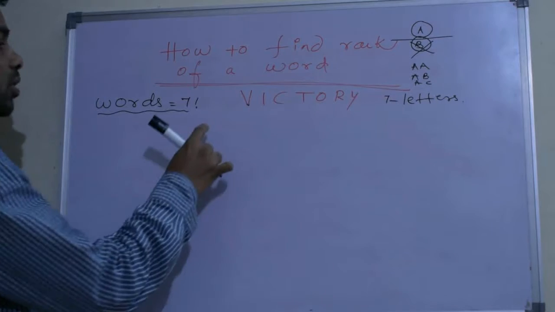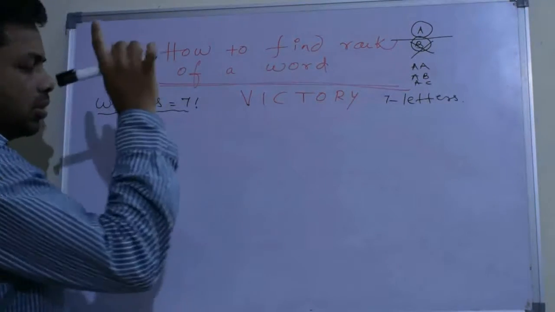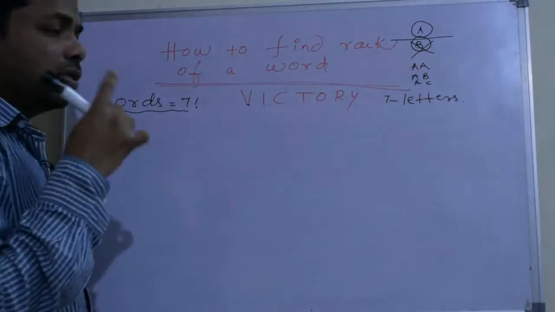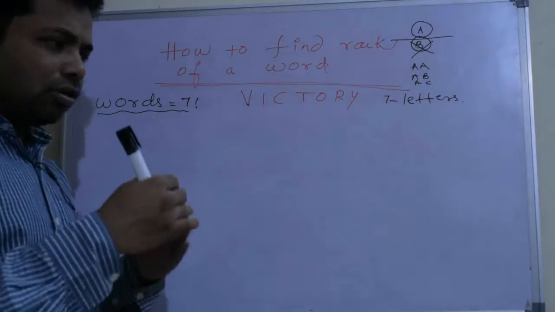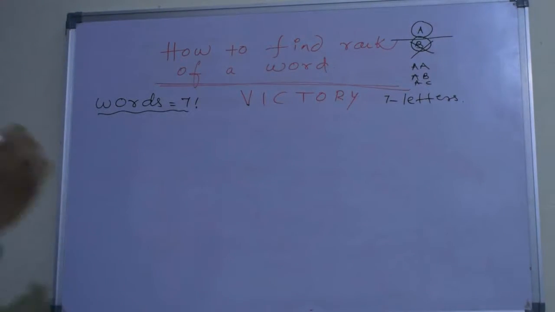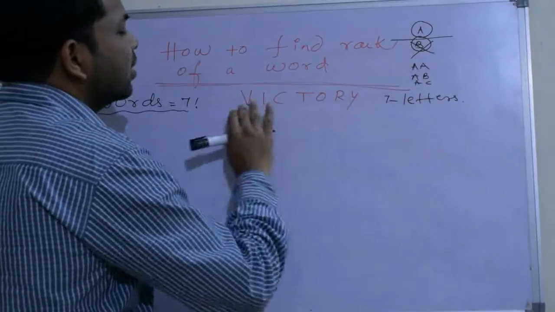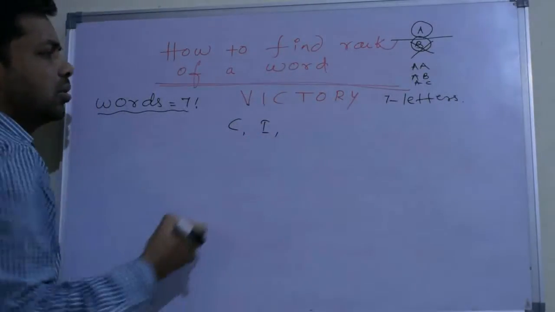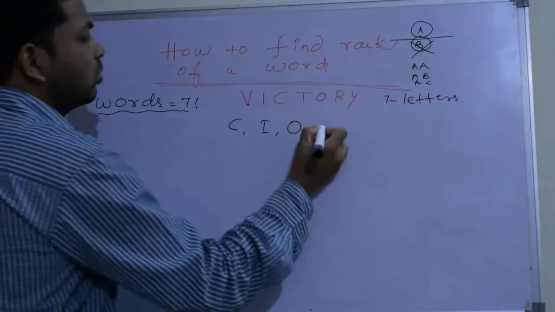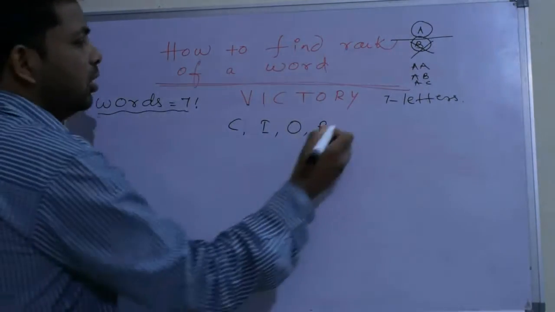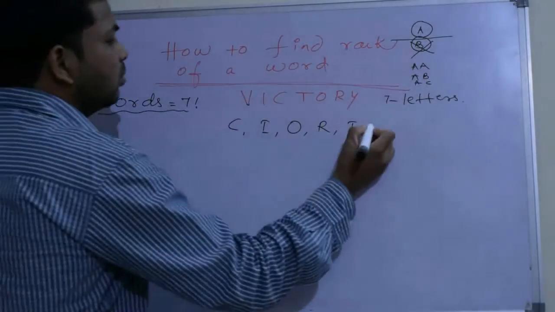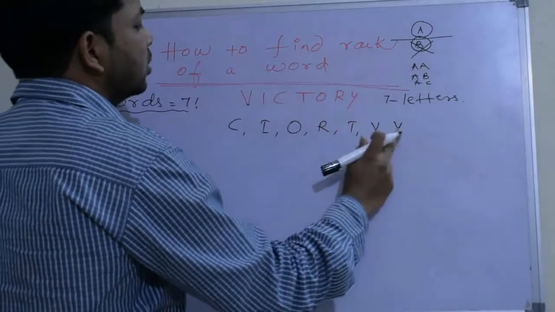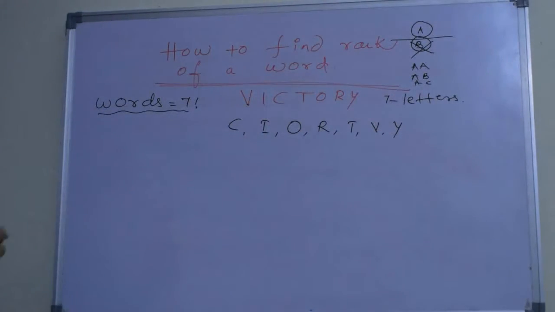So we have to count how many words start with C. The second, I. How many words start with I? You have to count according to the alphabetical order. So first I'll write all the letters of the word VICTORY in alphabetical order. C first, then I, O, R, T, V, Y. 7 letters, 1, 2, 3, 4, 5, 6, 7, completed. So this is the alphabetical order.